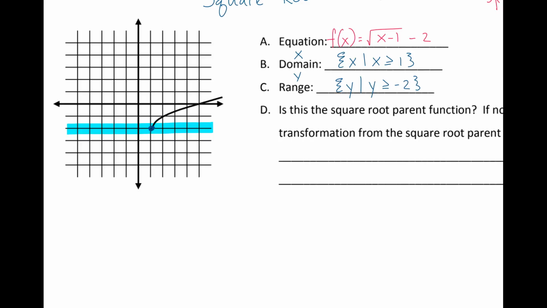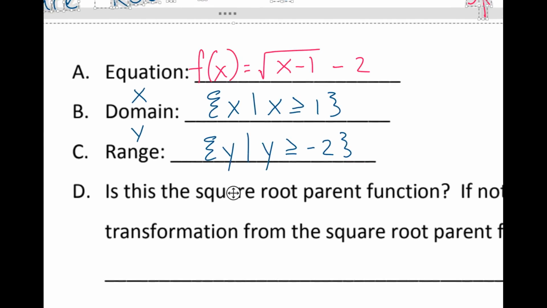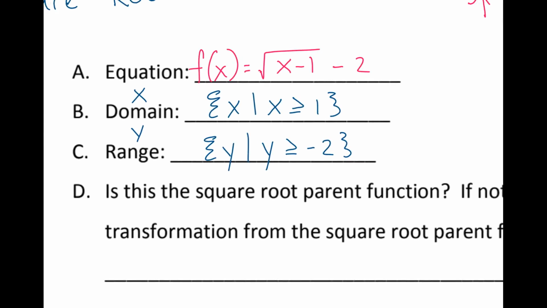Where do you get those numbers from? Without even looking at the graph, what can you look at? Oh, the equation we just made so nicely. Where did this -2 come from? Right there. Where did this 1 come from? Right here, but remember, inside the equation, that h is always backwards, so that's why it's always a positive 1.